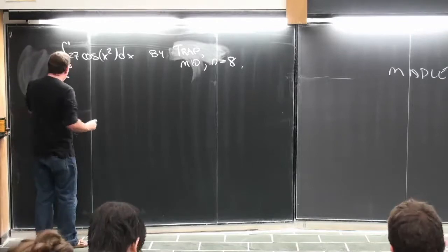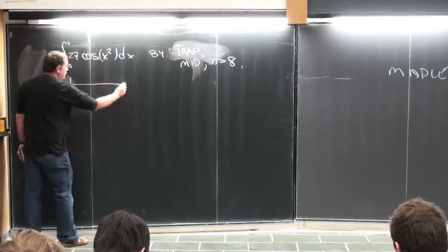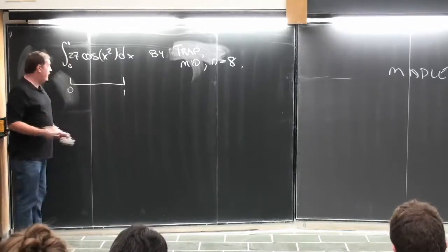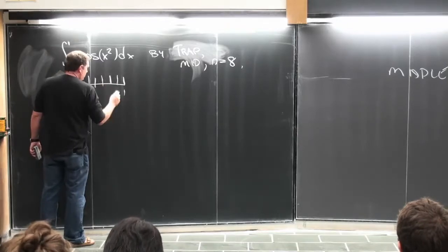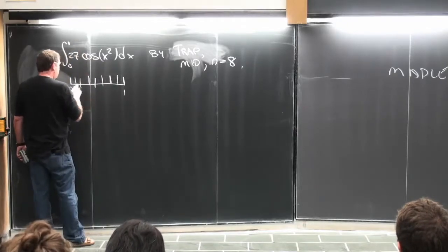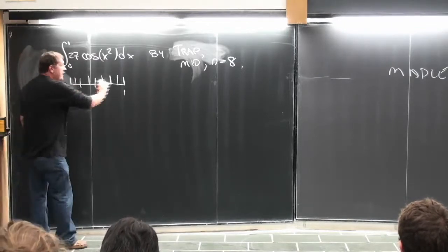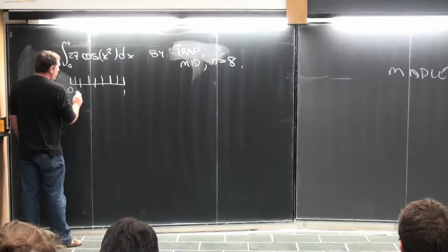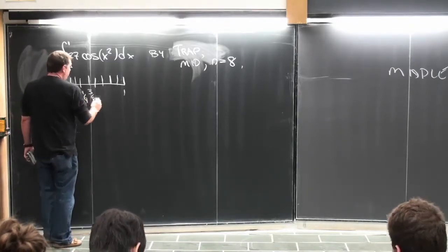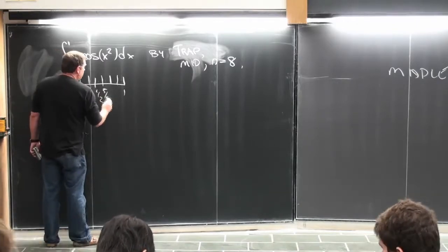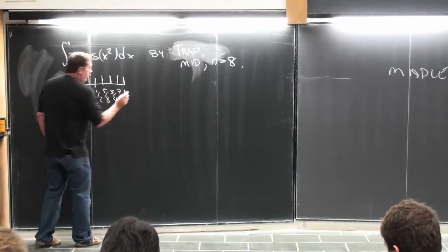So T8. What we do is we take our interval from 0 to 1 and we divide it up into 8 chunks. 1, 2, 3, 4, 5, 6, 7, 8. And our x's that we're going to evaluate are the edges of each of these chunks. So this first one will be 1/8, then 2/8, which is a quarter, then 3/8, then 4/8, which is a half, then 5/8, then 6/8, which is 3/4, then 7/8, and 1.